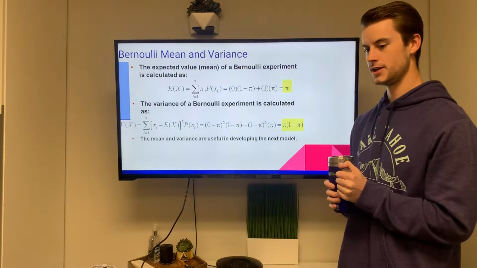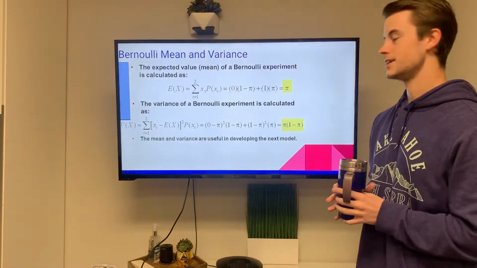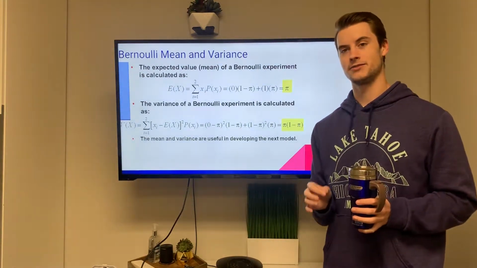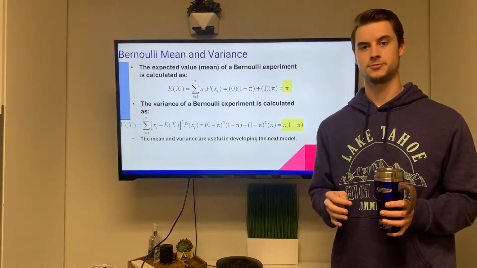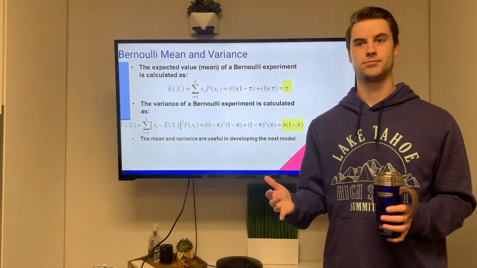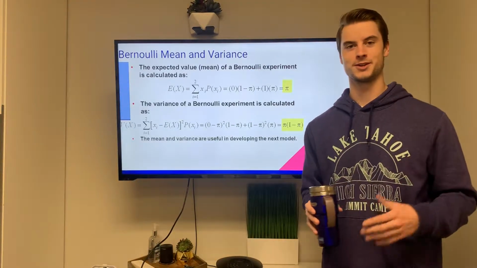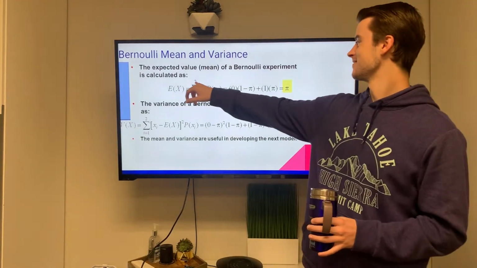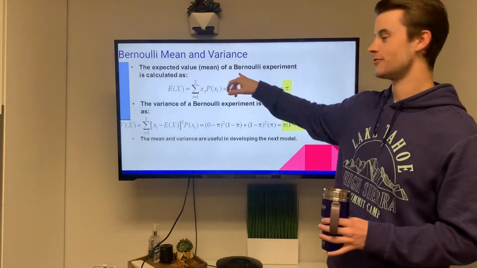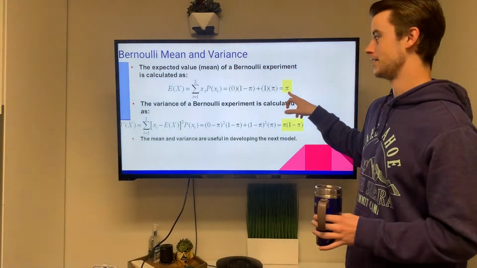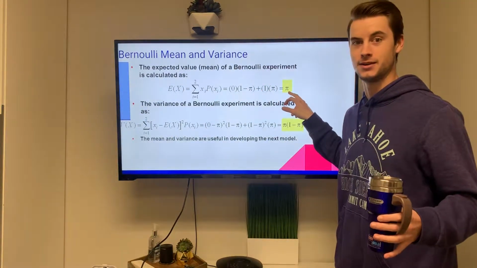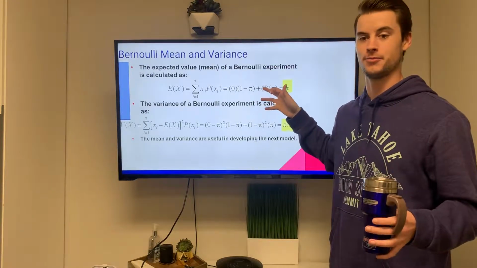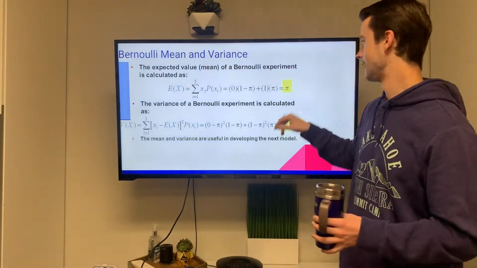So our Bernoulli mean and variance, it's actually a lot easier to get the mean and variance of a Bernoulli experiment than a probability distribution. I want to say Bernoulli experiment so bad. Anyway, the expected value of a Bernoulli experiment is just pi. It's just our chance of success. That's our mean, or our expected value of a Bernoulli experiment. Okay, really easy. That's great. I don't have to do any calculation.